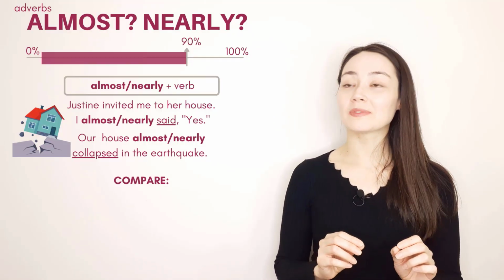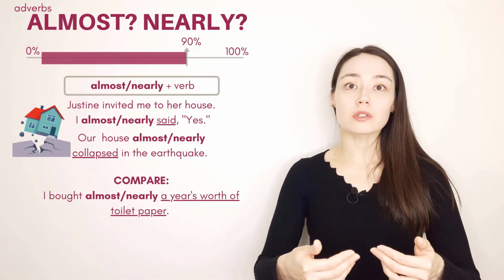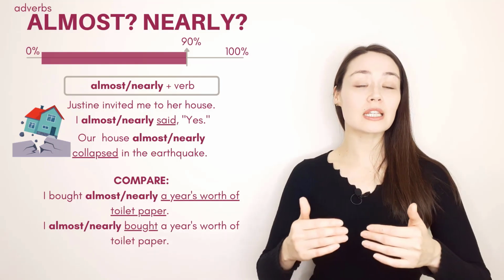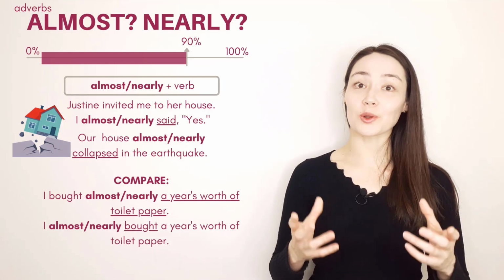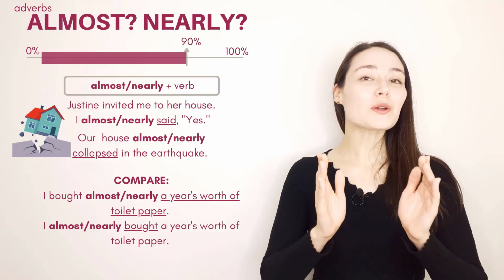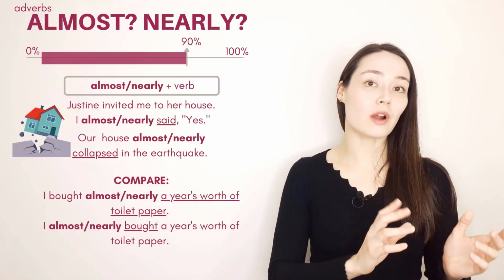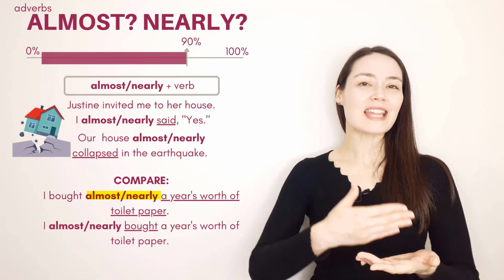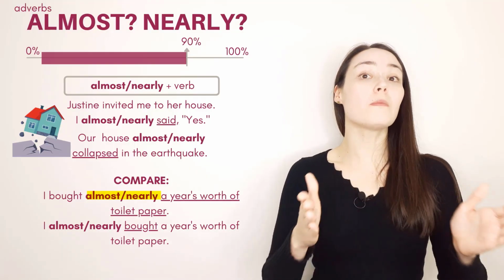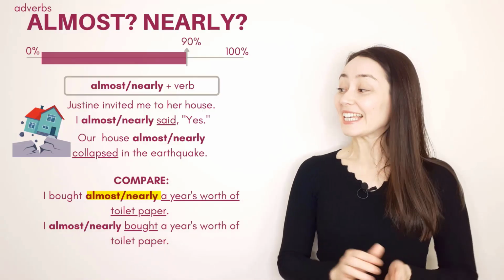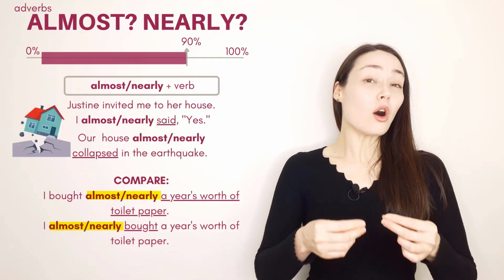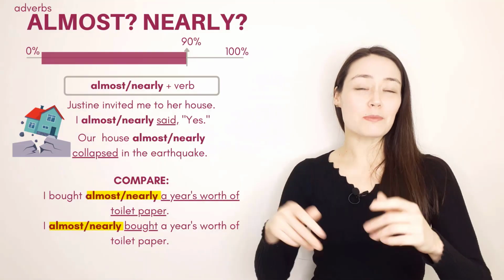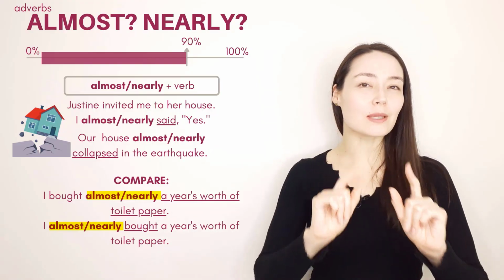Let's compare. I bought almost a year's worth of toilet paper. I almost bought a year's worth of toilet paper. Put your adverb before the thing you're describing. In the first example, this means maybe I bought 10 months' worth, almost a year's supply. In the second example, I almost bought. This could mean I had it right there, but I didn't actually pay. I nearly bought it.